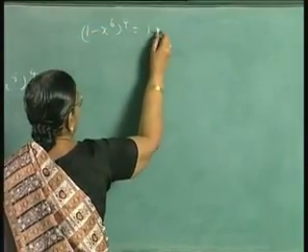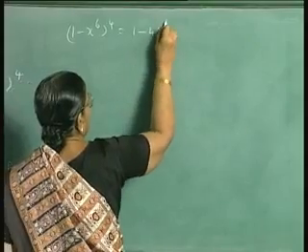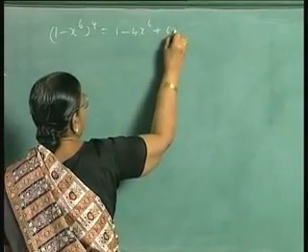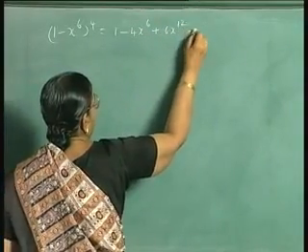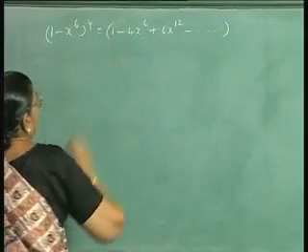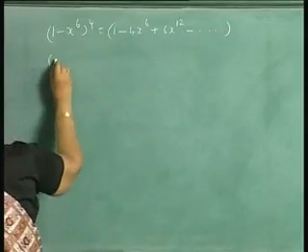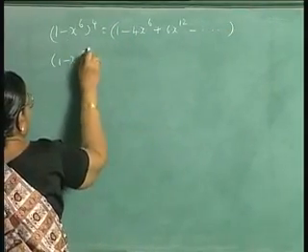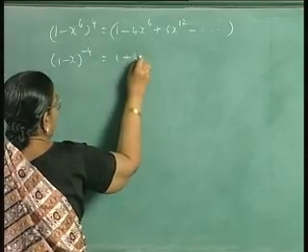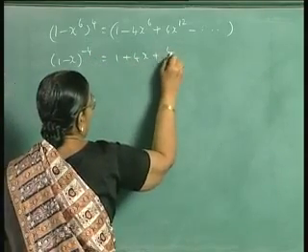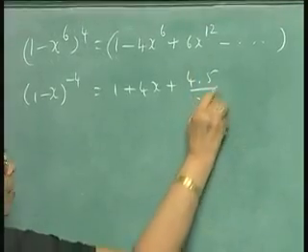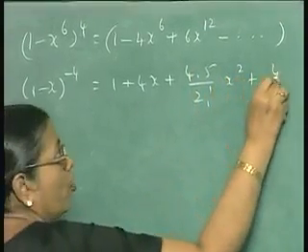How can you get x power 13? You can multiply the 1 by the term consisting of x power 13 here, and you can multiply the minus 4x power 6 by the term having x power 7 here, and you can multiply the 6x power 12 term by the x term. So, in 3 ways you can get x power 13. So, let us add those coefficients.